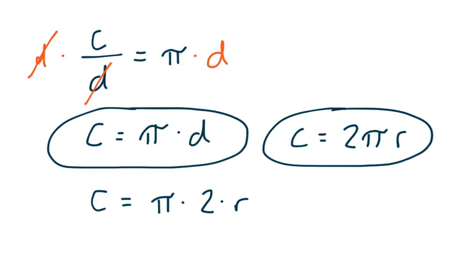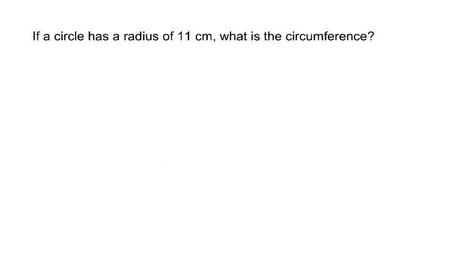These two formulas can be used to find the circumference. Circumference is pi times d. Circumference is 2 times pi times r. Let's look at an example that uses this.